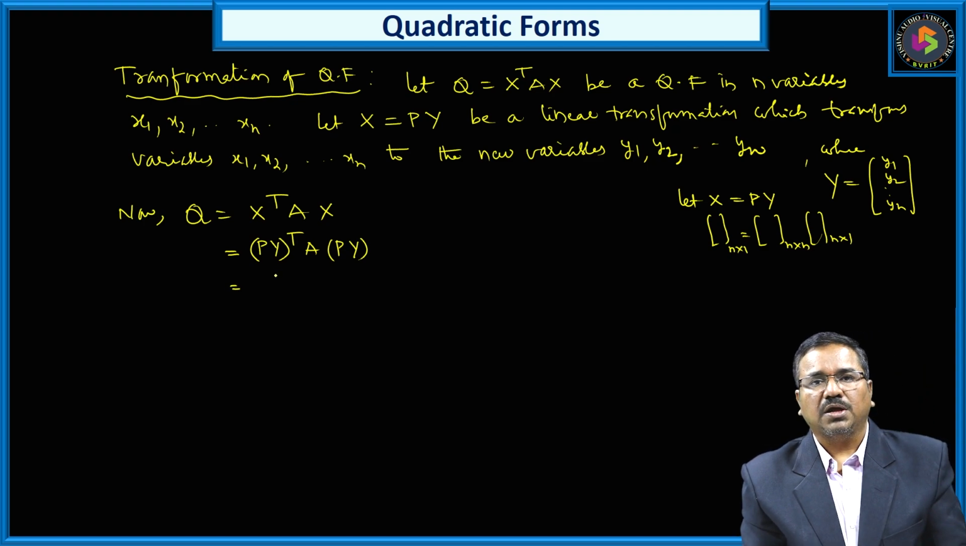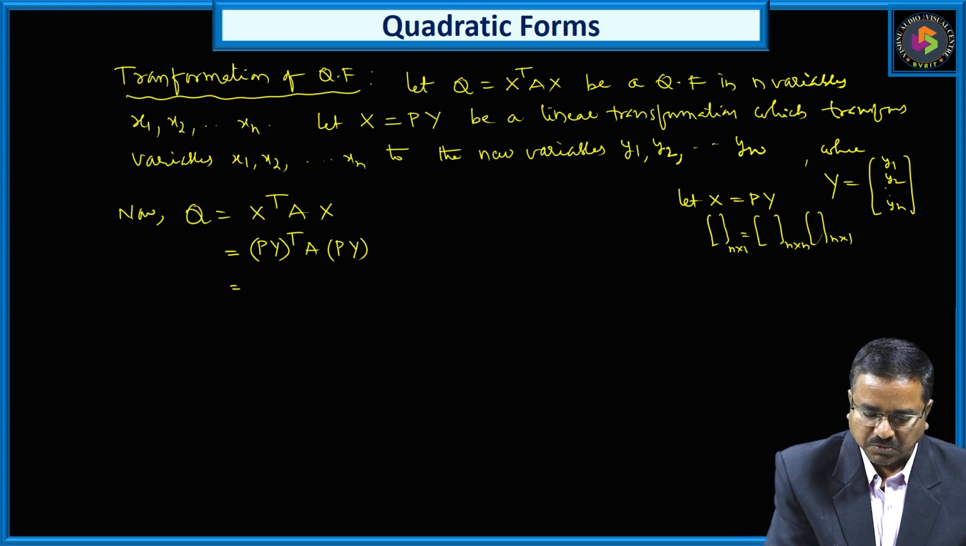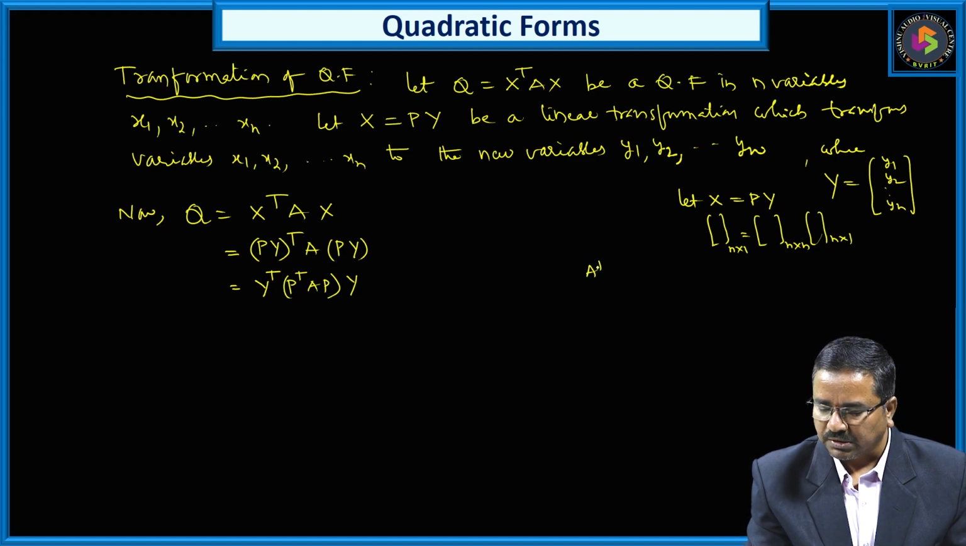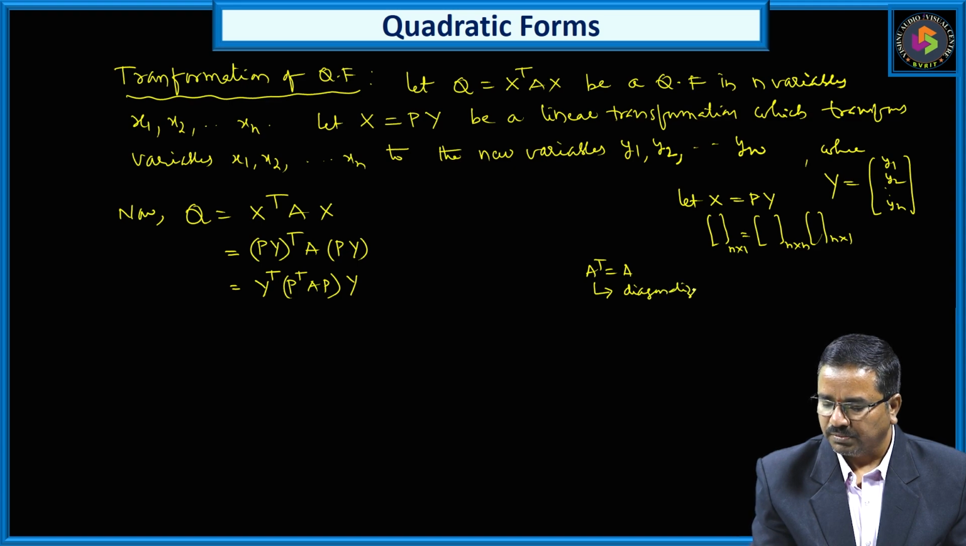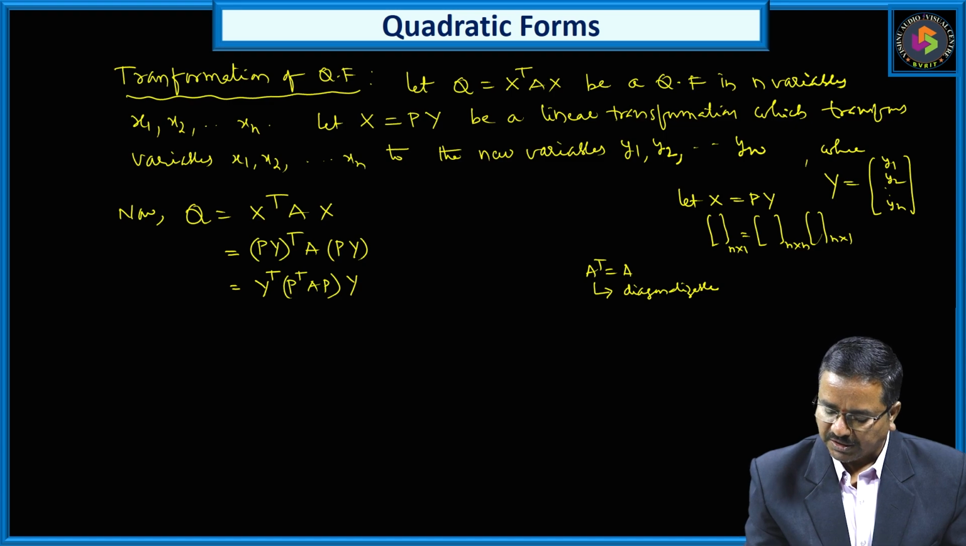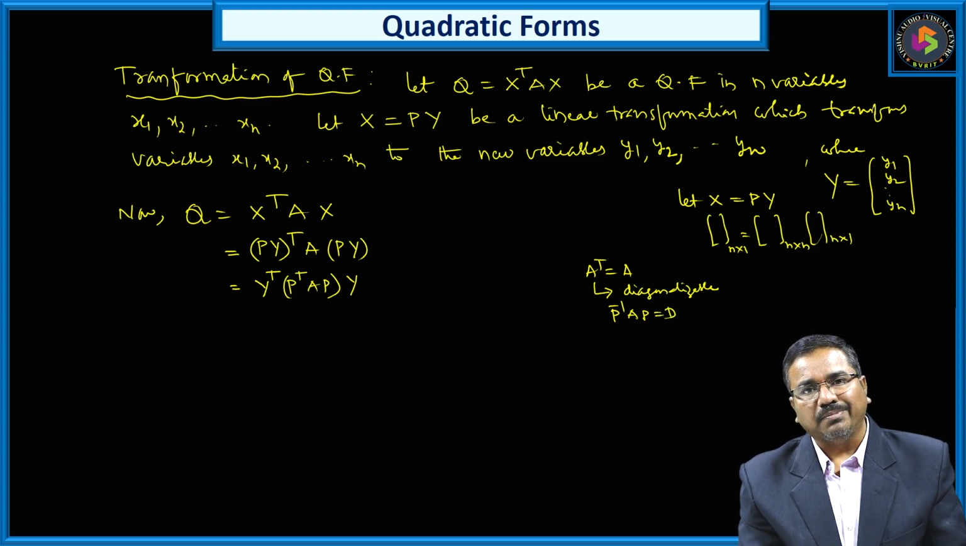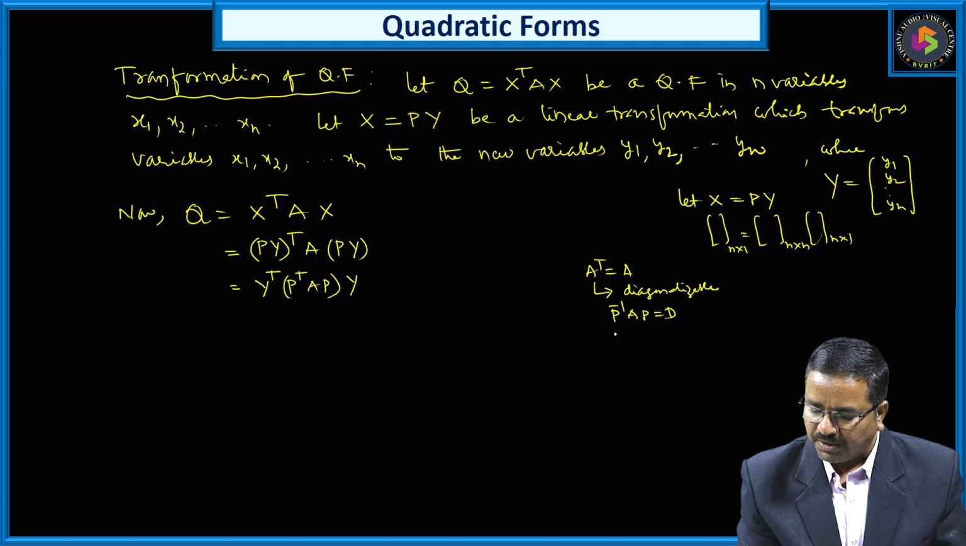Now we know in matrices that (AB) whole transpose is equal to B transpose A transpose. So Y transpose, P transpose AP, Y. Because whatever matrix we have here is a symmetric matrix, and every symmetric matrix is diagonalizable. It means there exists a P inverse such that P inverse AP is equal to D. But here in the process of diagonalization, the modal matrix we get is orthogonal. So whenever the matrix is orthogonal, P inverse becomes P transpose.